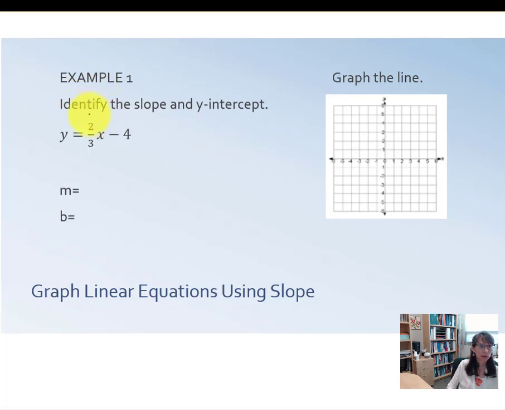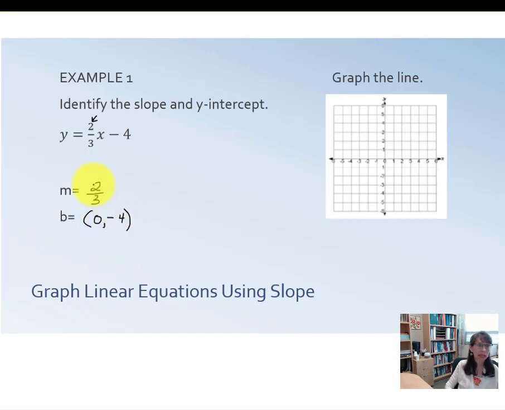For example 1, we're going to identify the slope and the y-intercept first of all. So given y equals 2/3 x minus 4, m is the slope. So that would be just the fraction 2/3. It's positive 2/3. The y-intercept is -4, and we want to write that as the ordered pair 0, -4.